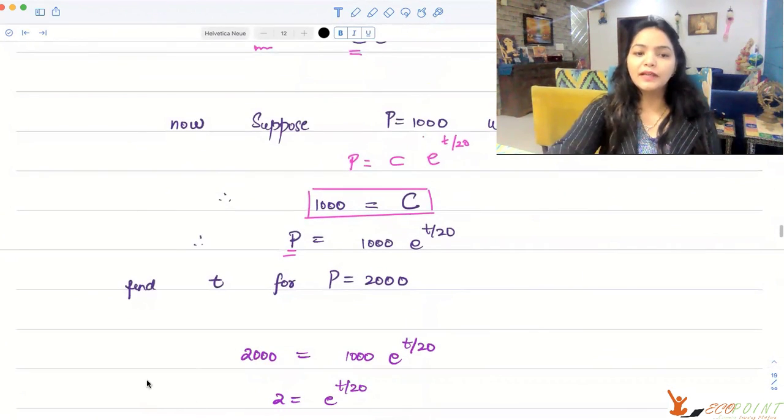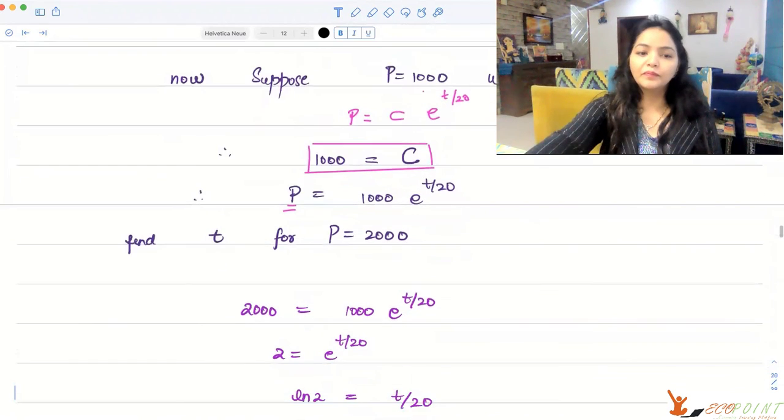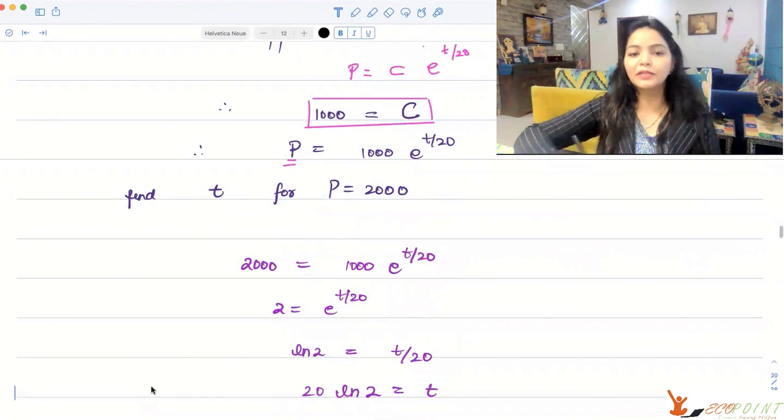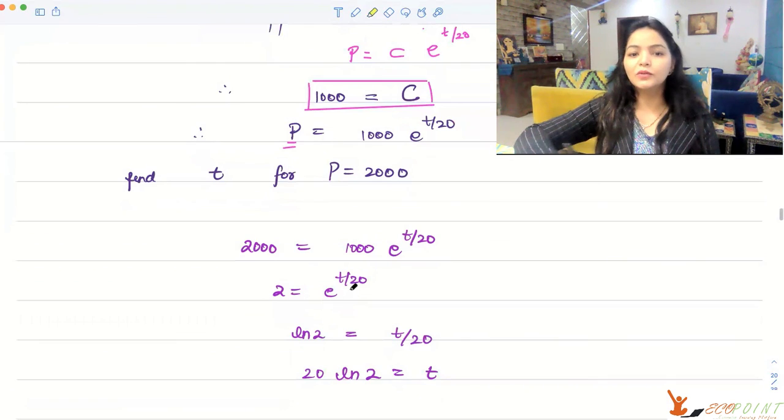Which means that if you take log on both the sides, you will get t upon 20 equals log 2. 20 can go there. So 20 log 2 is equal to t. So 20 times log 2 is equal to t. For doubling the amount from 1000 to 2000, what is the value of t? How much time will you take? 20 times log 2.